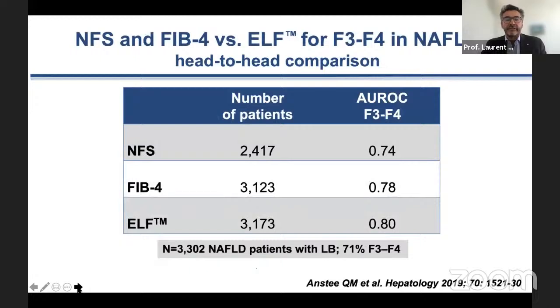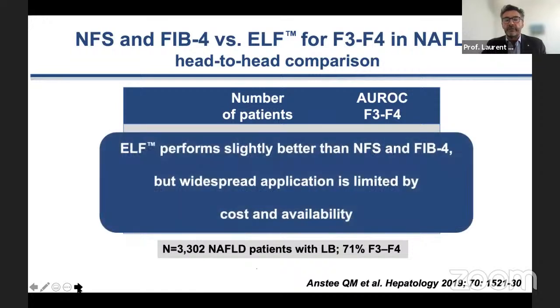However, in another study from the STELLA trial, where there was a head-to-head comparison between these three markers, you can see that ELF slightly outperformed NFS and FIB4. However, widespread application may be limited by the cost and availability of ELF.